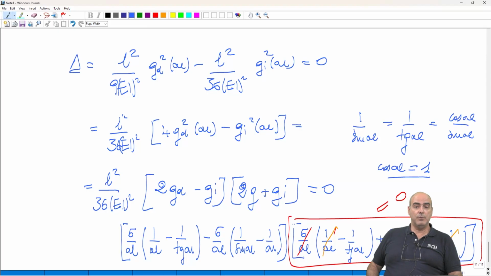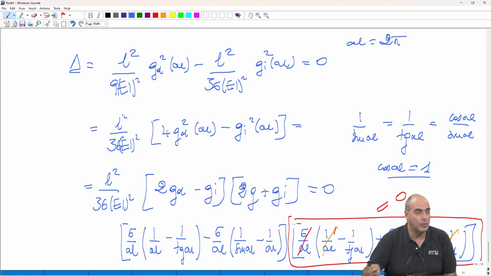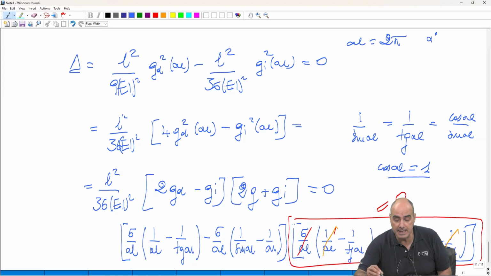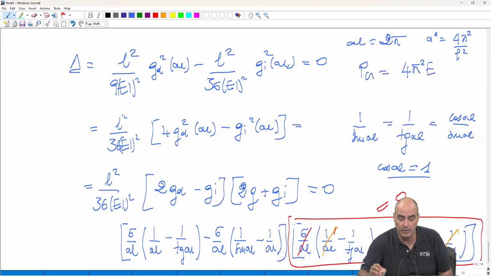When the cosinus is equal to 1, alpha L equal to 0 is not of interest. So it's alpha L equal to 2n pi, but we are interested in the smallest one. So we keep n equal to 1, so it's 2 pi. So this means alpha square equal to 4 pi square over L square. This means P critical equal to 4 pi square EJ over L square.